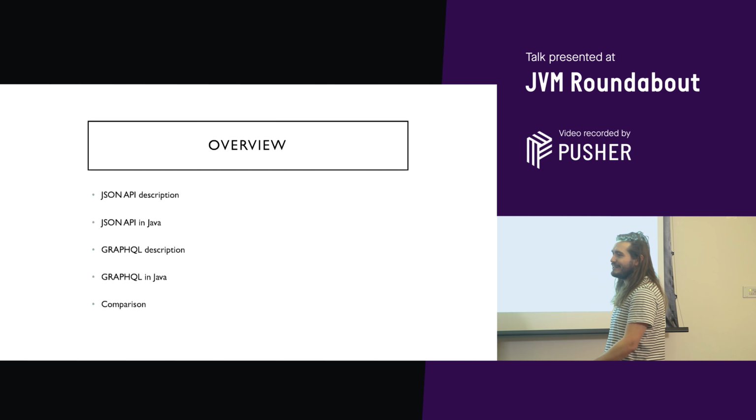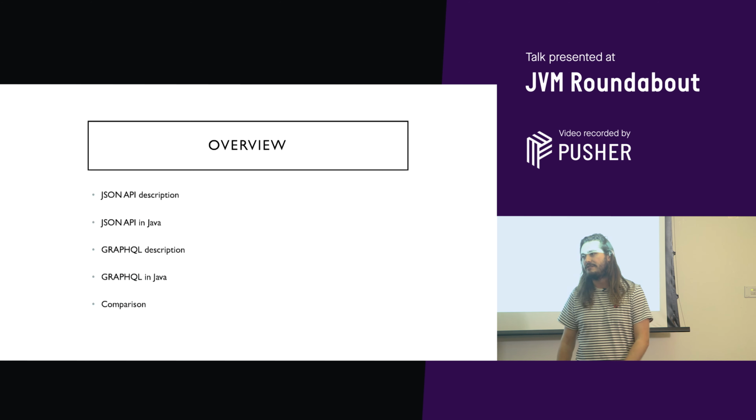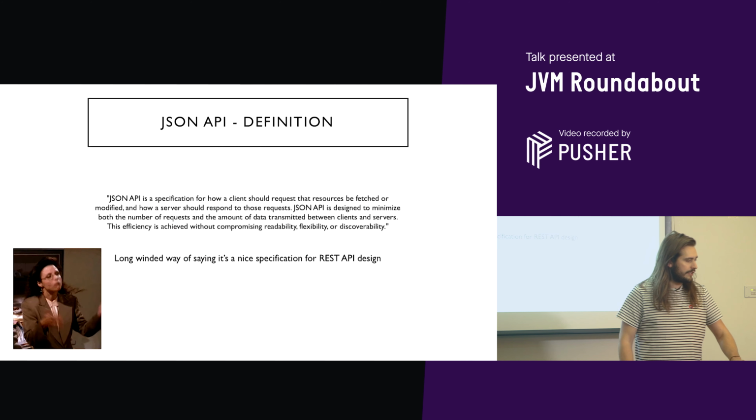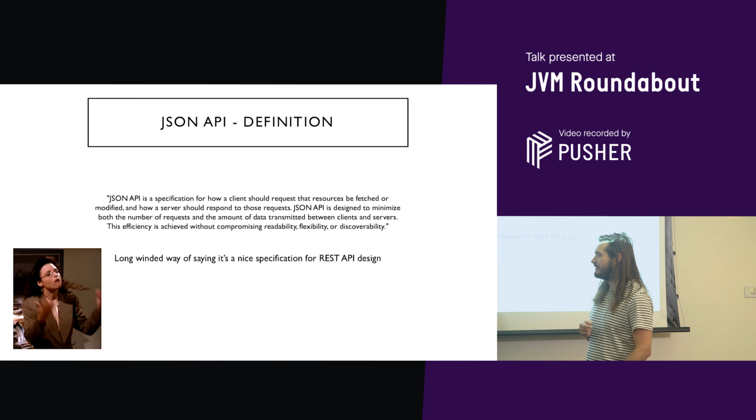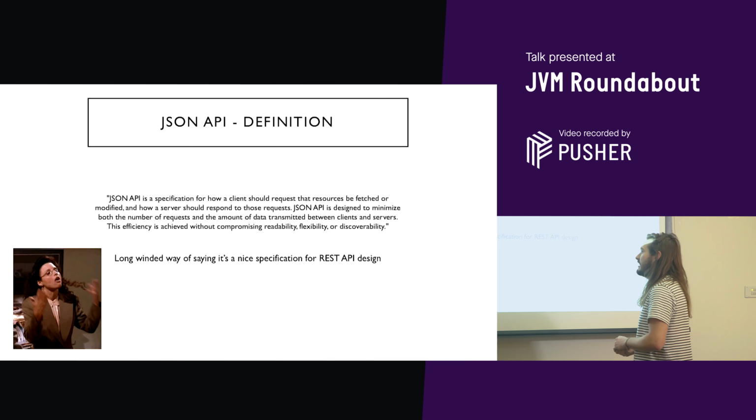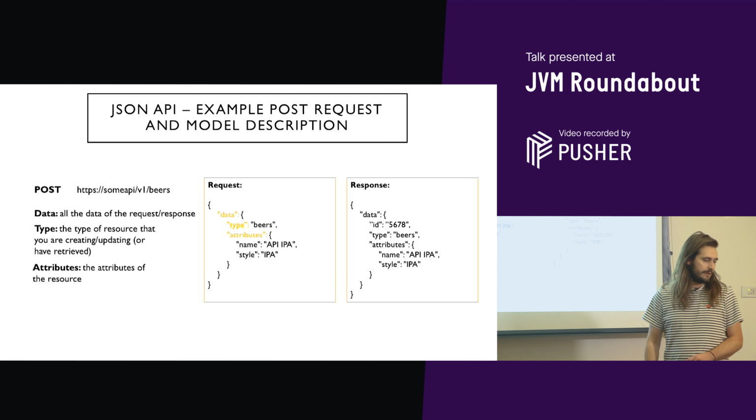So the overview I'll be doing is I'll quickly go through the JSON API description. I'll then go through what it looks like in Java. Go through the GraphQL description, then GraphQL in Java, and then do a slight comparison of the two. So, first one, the JSON API definition. On the JSON API website, this is their definition. It's very long-winded. It's basically just a nice way of saying it's a nice specification for REST API design. And that's basically what it is.